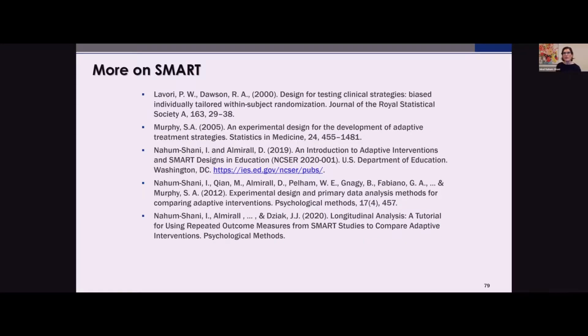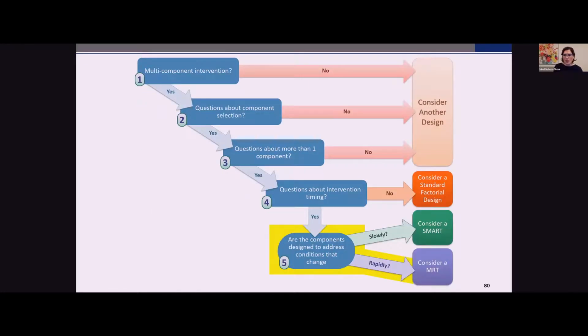All right, data from SMARTs can also help us answer all kinds of other really cool scientific questions about how to build adaptive interventions. And if you're interested in learning more about them, these are a few useful resources. But now I want to show you an example where the answer to question number 5 is rapidly.